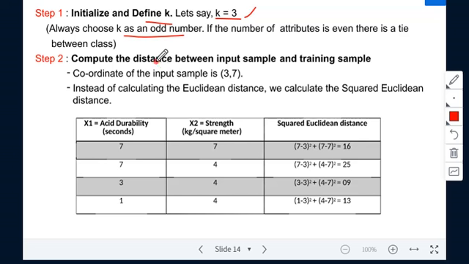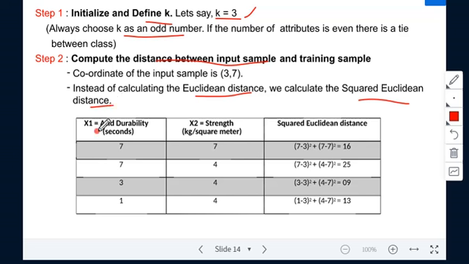Next, we have to compute the distance between the test data and the training data. As I told, distance can be computed using many formulas like Euclidean distance, Minkowski distance, Manhattan distance, Hamming distance. The most commonly and popularly used distance algorithm is the Euclidean distance. In this example, we are using the squared Euclidean distance, just to remove the square root, that's all.